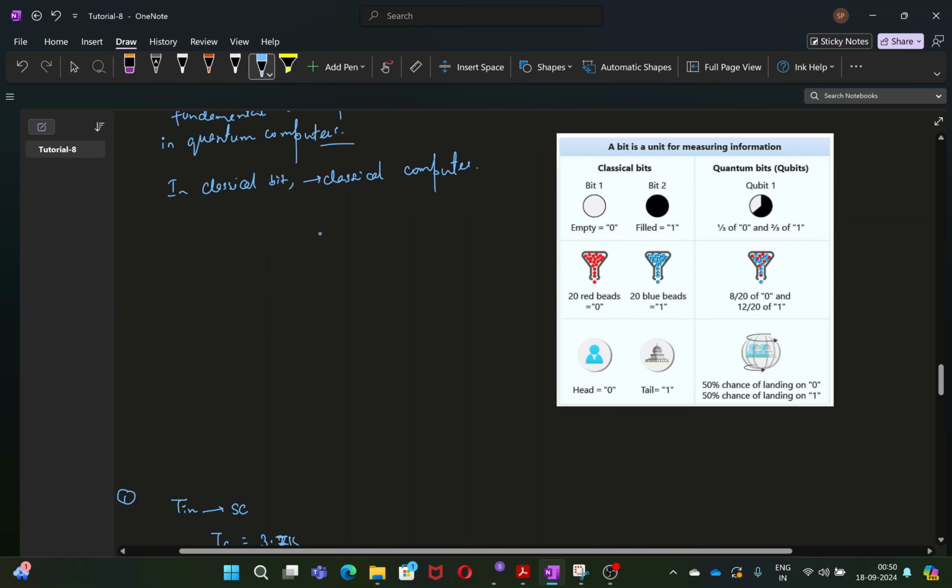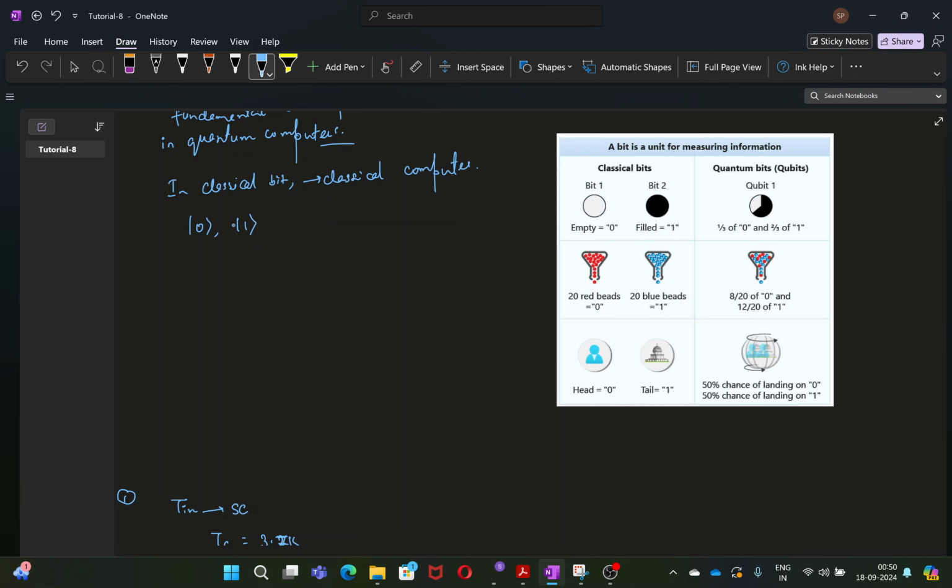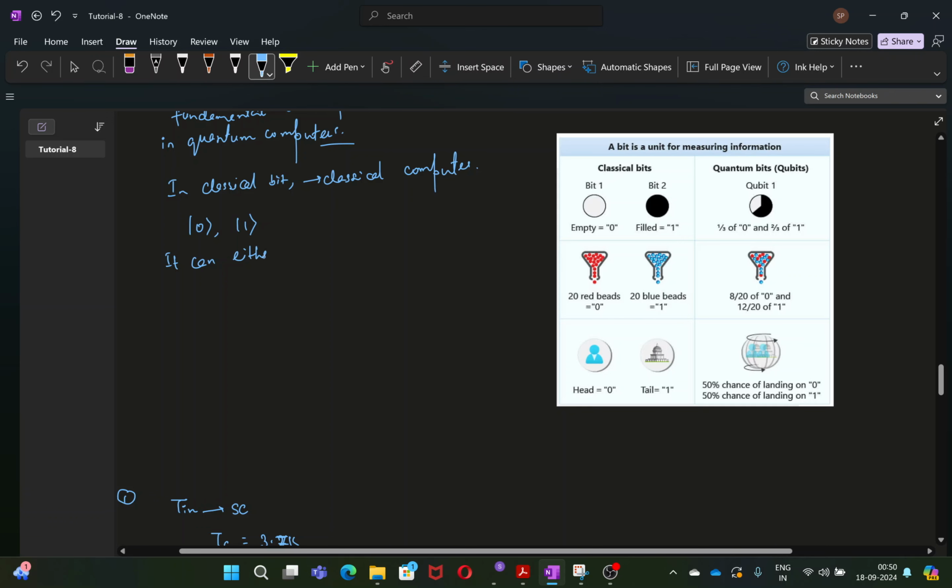Now in a classical bit, you have two states, either 0 or 1, and your classical bit can represent either one of the two states. It cannot represent both of them together. In other words, it can be in the 0 state or the 1 state, but not in both simultaneously.